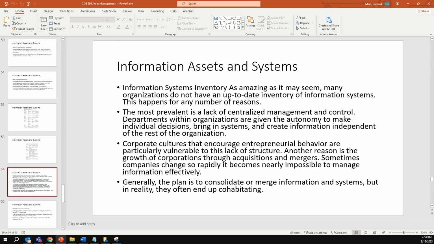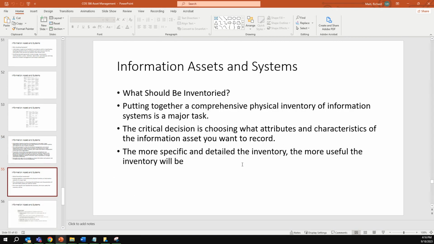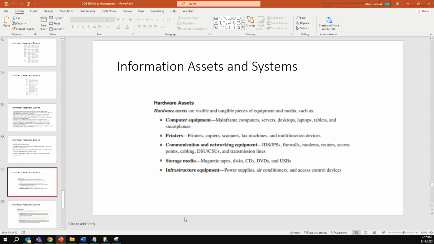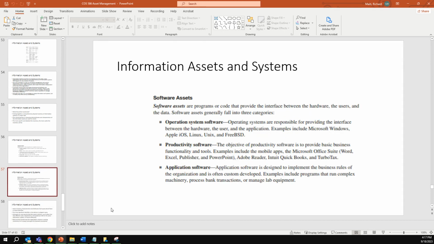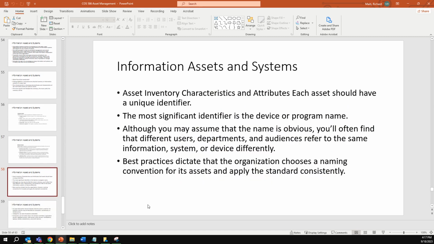So they may not have an up-to-date inventory, but they can adapt those. So what should be inventoried? So putting together a comprehensive physical inventory information system. It's kind of a major task to put all this together. So you know what you're trying to protect. So you've got your hardware assets, computer equipment, printers, communication network, storage media, infrastructure, operating system software, product software, application software.